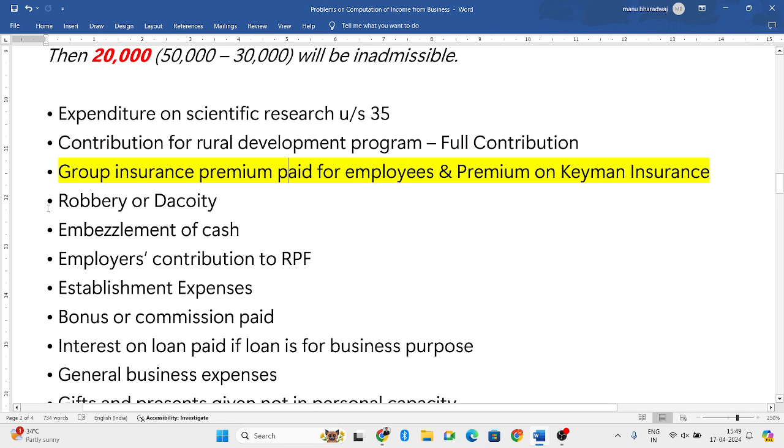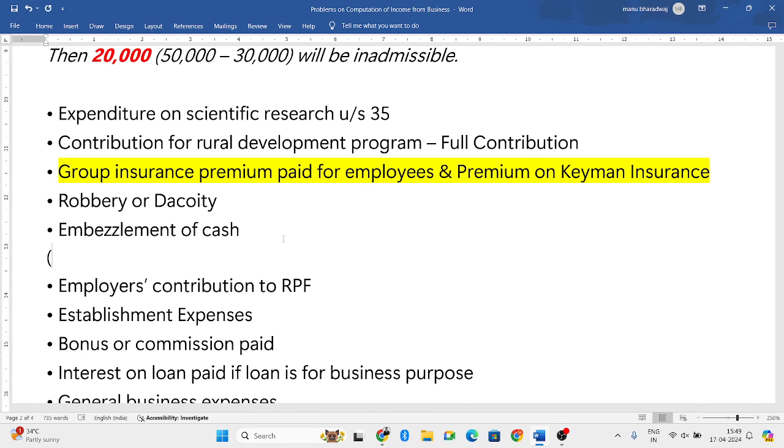Robbery and dacoity. Any theft, if you have lost certain goods or services as a theft, then it is admissible. Next, embezzlement of cash. Embezzlement is nothing but misappropriation.